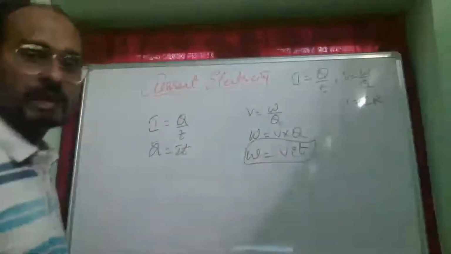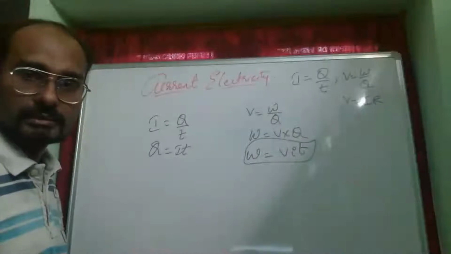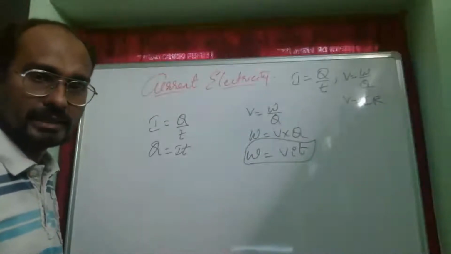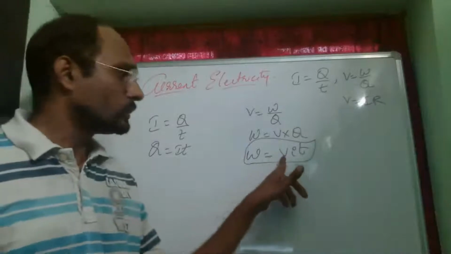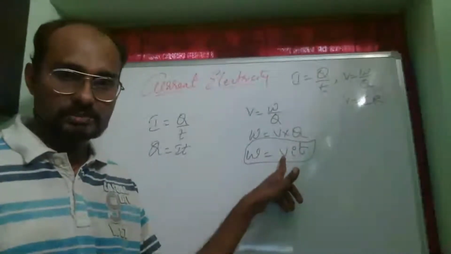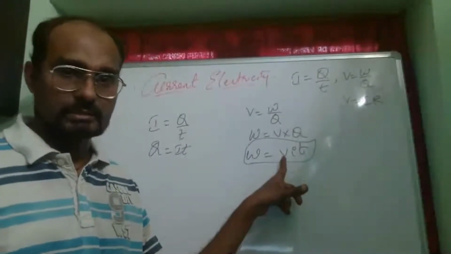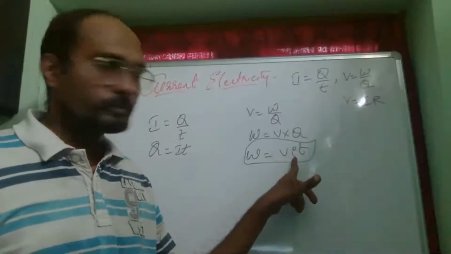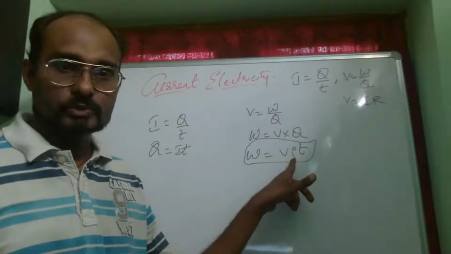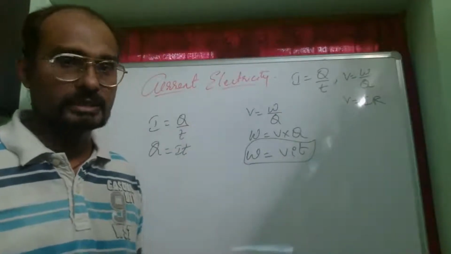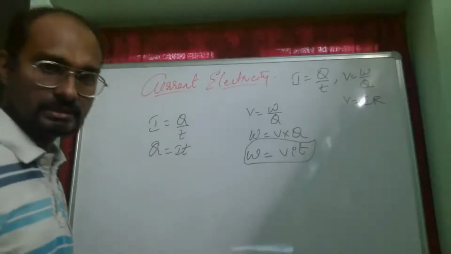That means the amount of work done by any appliance is equal to the product of the voltage supplied to the appliance, the amount of current that is flowing, and the time for which the current is flowing. So W is equal to VIT.